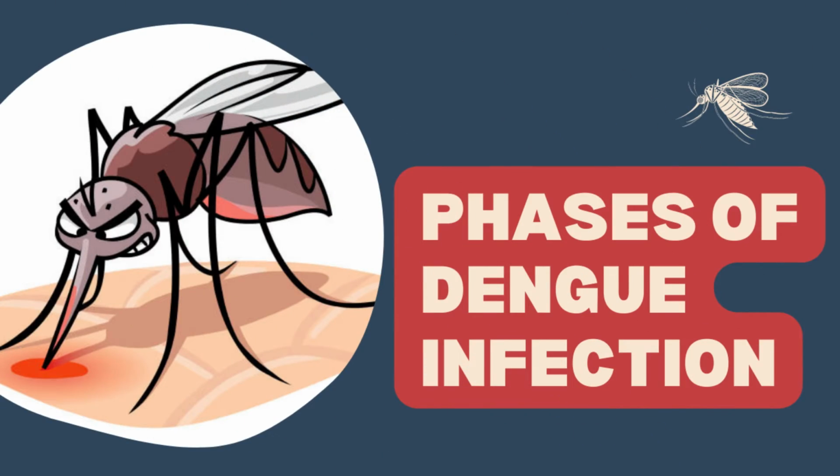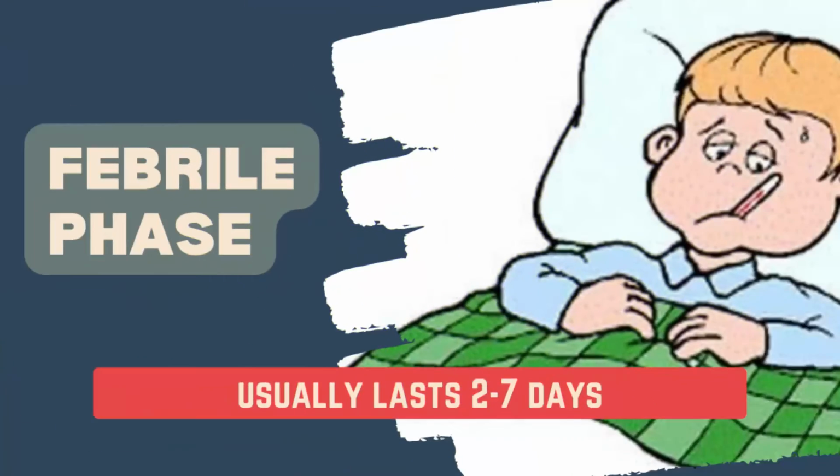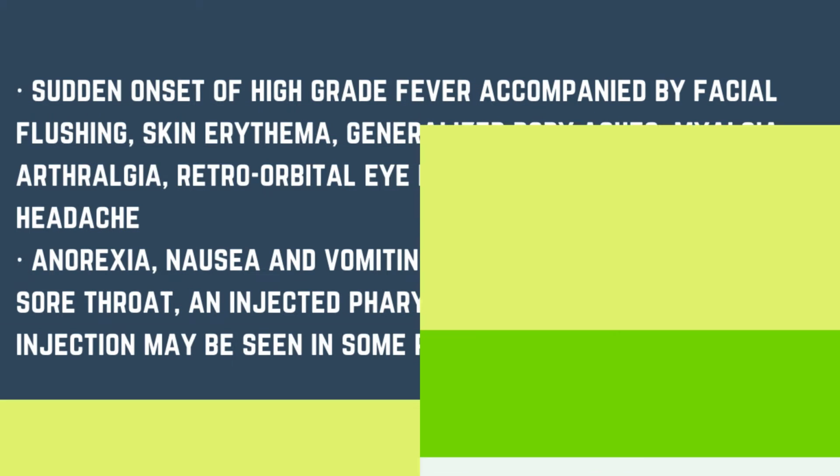In this video, I'll be sharing the 3 distinct phases which can be identified in dengue infection. Febrile phase. This usually lasts 2 to 7 days.